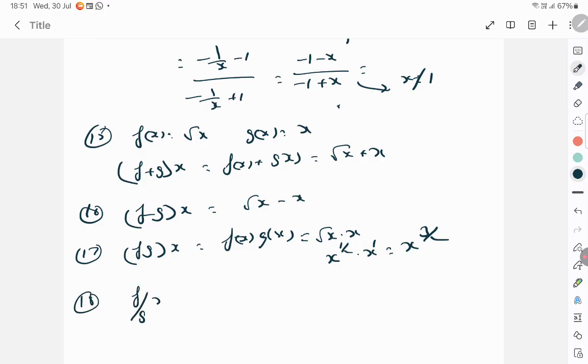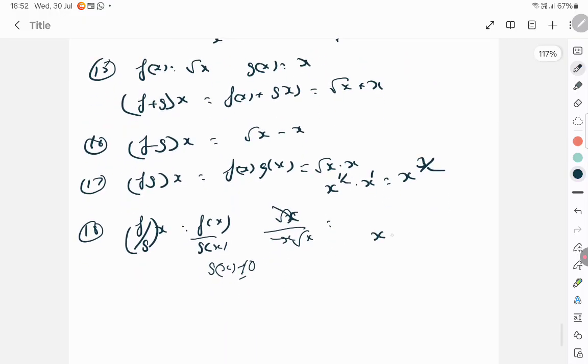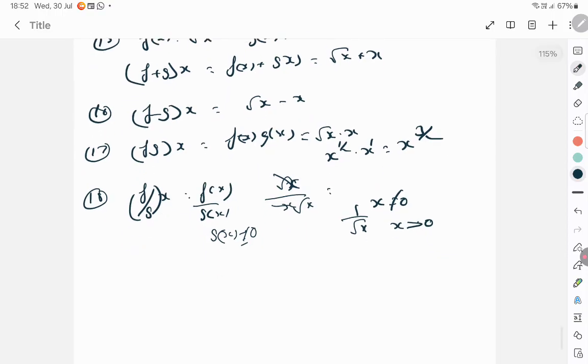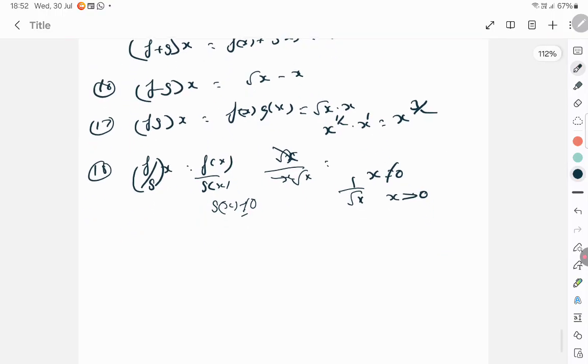Next is f by g of x, which is f of x by g of x, where g of x cannot be equal to 0. Very important. What is f of x? Root x. What is g of x? It is x. So then you know this is the answer. You can also cancel it, or you can keep it as it is, but where x cannot be equal to 0. It's a very, very important thing. And you know, x can also not be negative, because whenever there is root x, 1 by root x, x cannot be negative. X has to be greater than 0. So just write it like that.